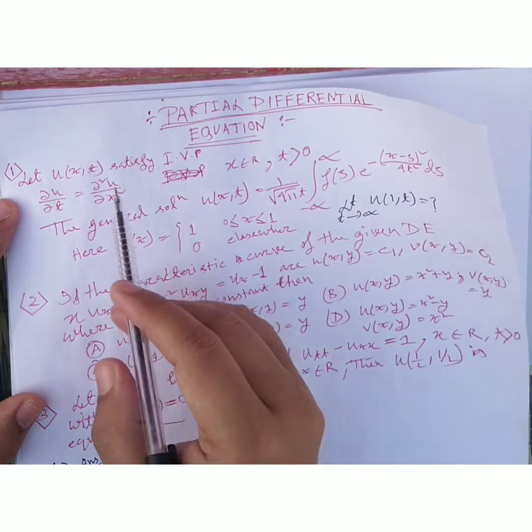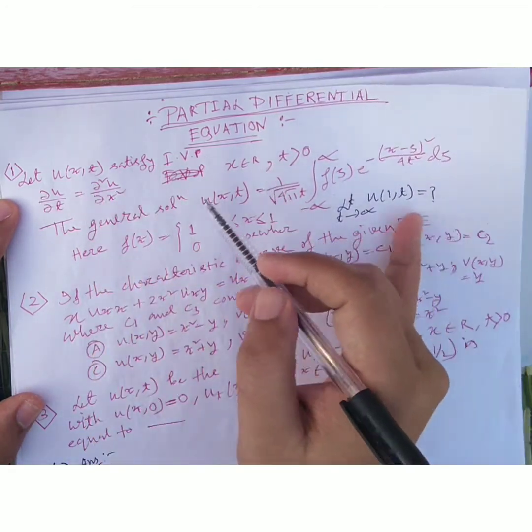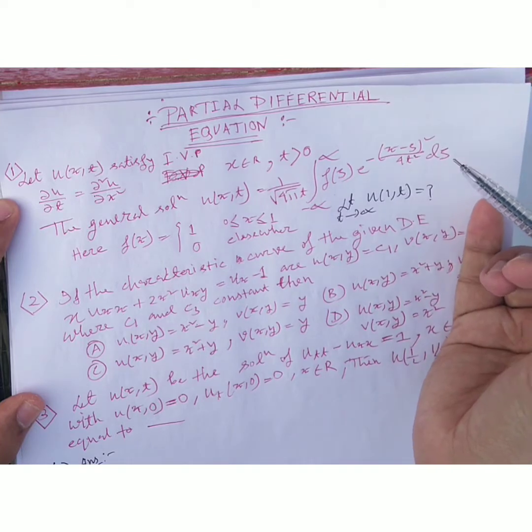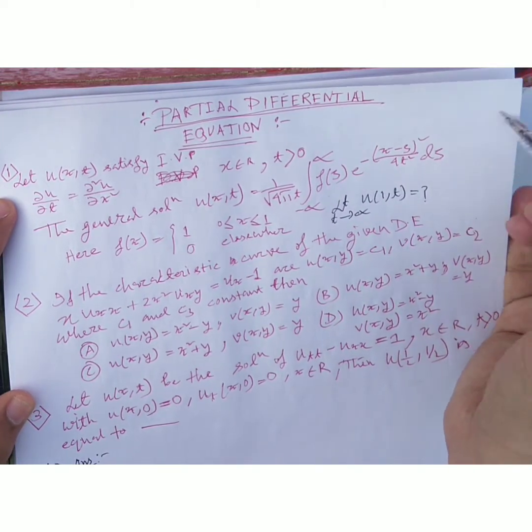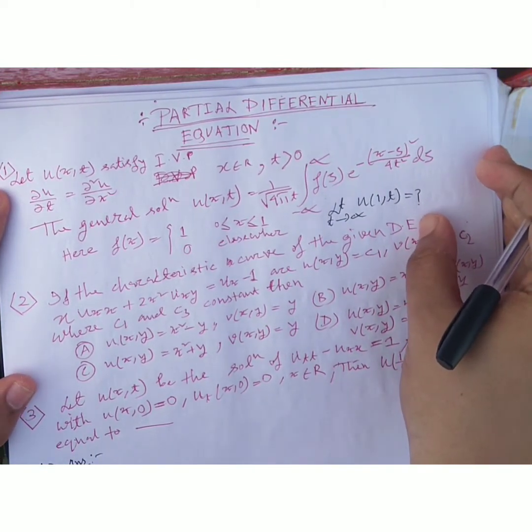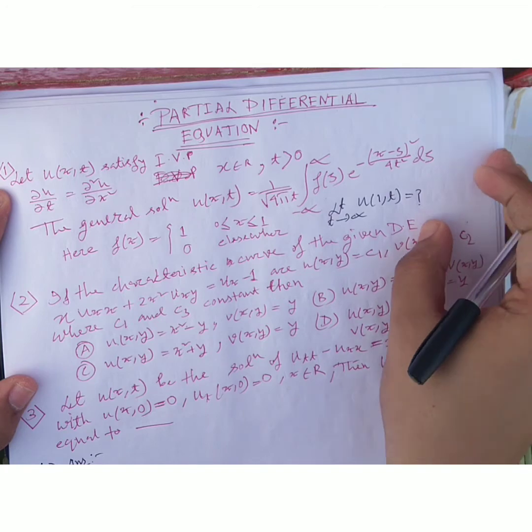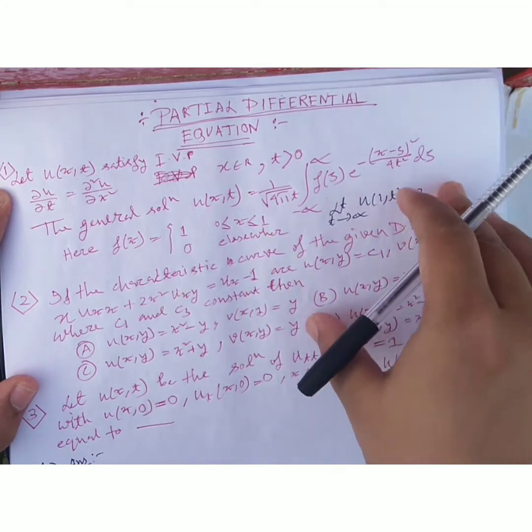First question is, let u(x,t)... and this kind of question is coming a lot in competitive exams. In India, it is coming from CSIR NET, GATE, etc. And also you can see a lot of MSc entrance exams. You will see this kind of question.